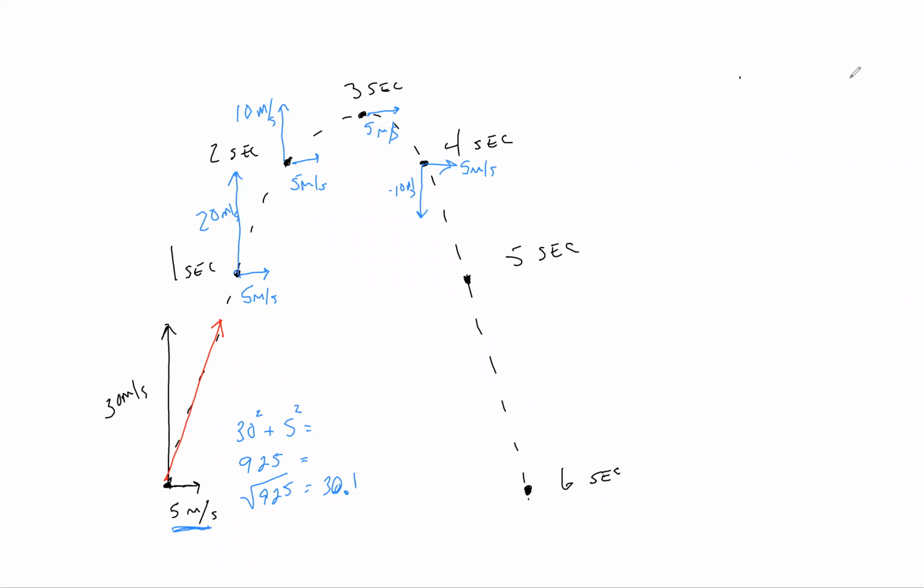That's okay. Now, let's do this for this last one. What would be the resultant speed at the 5-second mark? Because we know this is going to be 5 meters per second. This now is going to be negative 20 meters per second. So what is the resultant vector?